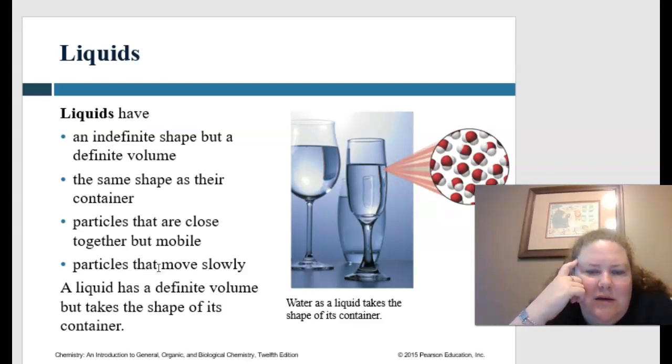And a liquid takes the shape of its container. So again, we can have this water and we can pour it in different containers, and since it's liquid, it'll take the shape of whatever container it happens to be in.